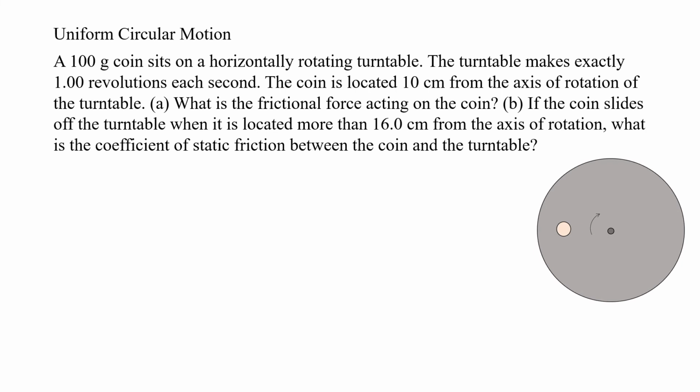All right, here's an example problem. We have a 100-gram coin that sits on a horizontally rotating turntable, shown in the diagram below. The turntable makes exactly 1 revolution each second. The coin is located 10 centimeters from the axis of rotation of the turntable. A. What is the frictional force acting on the coin?